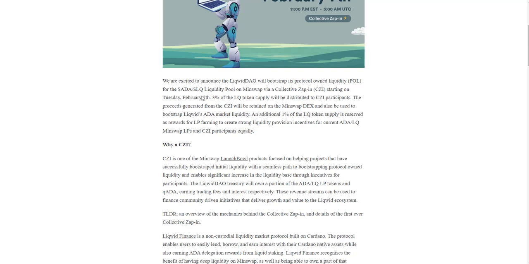And the ADA LQ liquidity pool on MinSwap via collective zap-in, or CZI, is going to happen February 7th. It's going to be 3% of the LQ token supply, distributed to the participants. The proceeds generated from the CZI will be retained on the MinSwap DEX and be used to bootstrap Liqwid's ADA market liquidity. An additional 1% of the LQ token supply is going to be reserved as rewards for LP farming to create strong liquidity provisions.